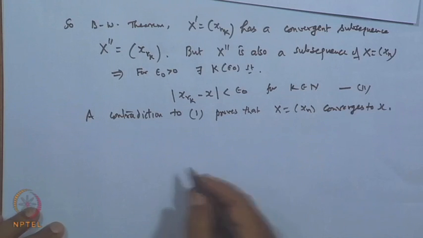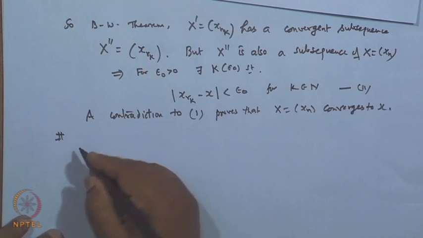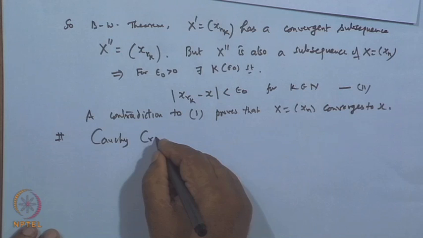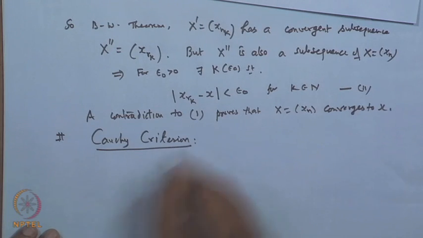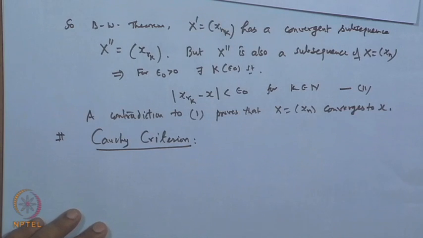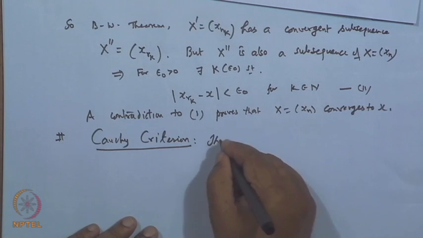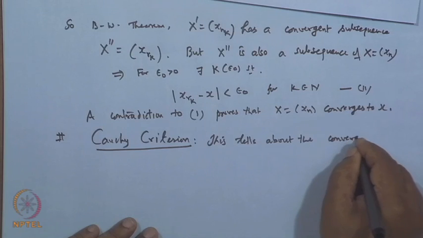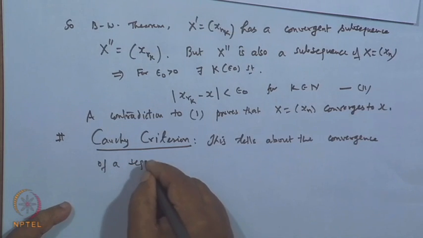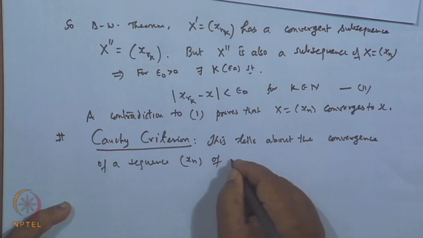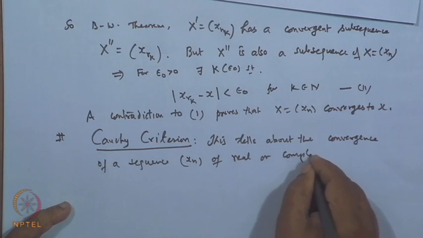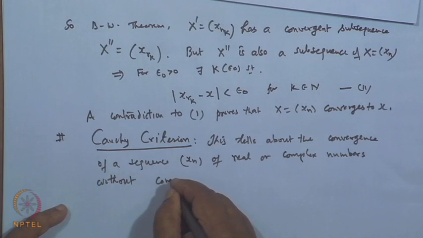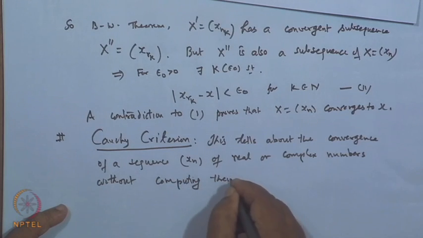Now let us come to the Cauchy convergence criteria. This Cauchy convergence criteria tells about the convergence of a sequence x n of real or complex numbers without computing their limits.